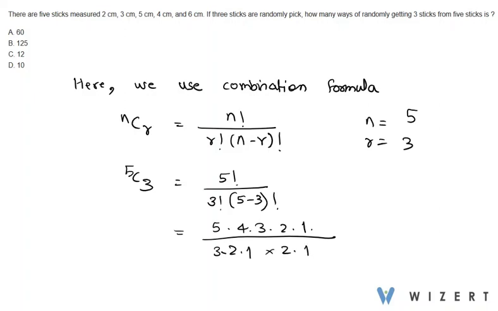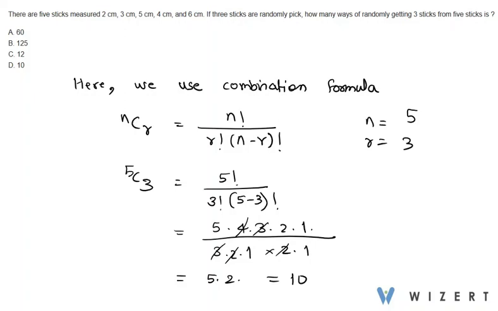So 2, 1. So let's see, this 3 will cancel out. These two 2's will multiply and form 4, so this 4 will cancel out. We are left with 5 multiplied by 2, which is equal to 10.